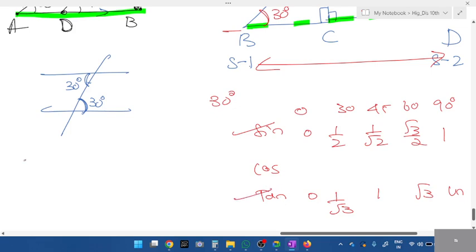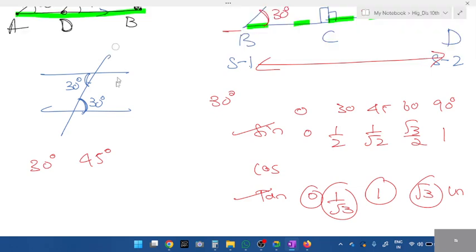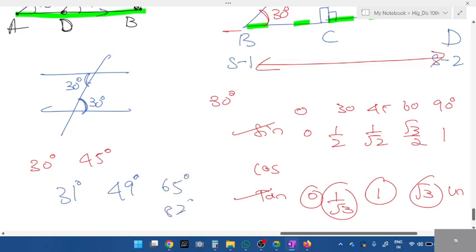Now, if elevation or depression is given at 30 degrees, 45 degrees, are the values easy to solve? Are they there on the trigonometry table? Right? What if they give 31 degrees, 49 degrees, 65 degrees, 82 degrees? Are they there on the trigonometry table? Respond, students, no, they're not there. So which table do you have to use here? They give you a book, right? Trigonometry values. This is the second type of question.